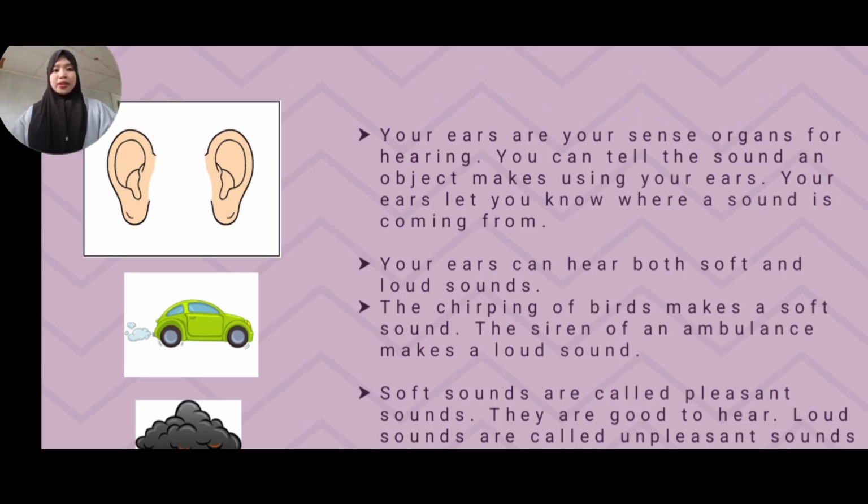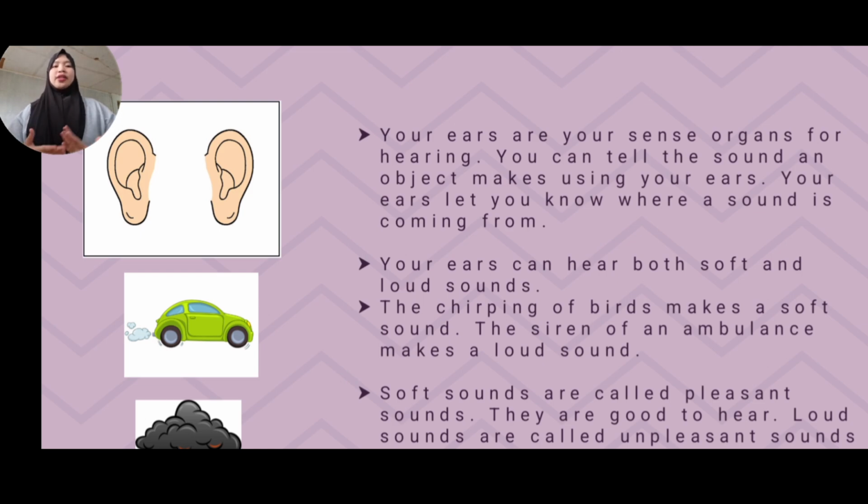Okay, so our ears are our sense organs for hearing, right? So yan yung sense organs natin para tayo ay makarinig. Okay, so we can tell if the sound an object makes using our ears, and to let us know where the sound is coming from, para malaman natin kung saan nagmumula ang isang sound.